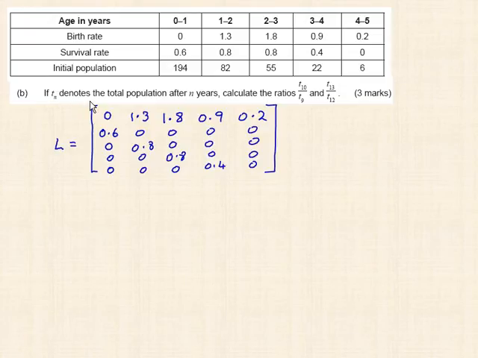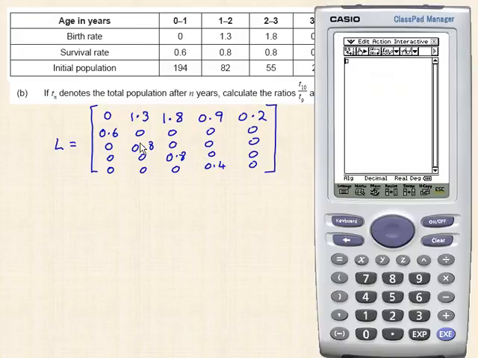If Tn denotes the total population after n years, we want to calculate the ratios T10 over T9 and T13 divided by T12. Since we're going to be doing calculations with this matrix, it's a good idea to program it in.